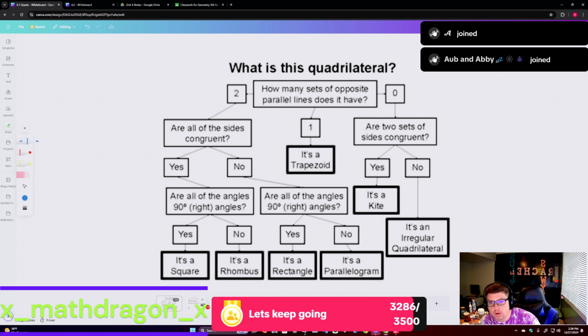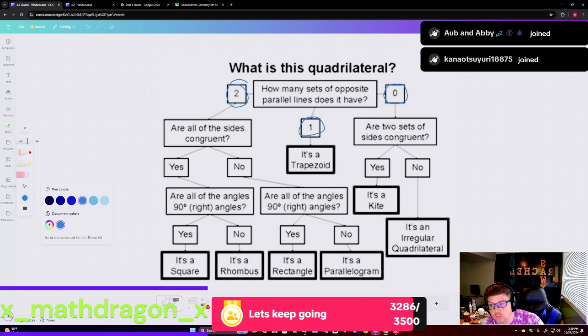So what you're going to ask yourself is, how many sets of parallel sides does it have? And you're either going to say 0, 1, or 2 sets of parallel sides. Now today's focus is definitely going to be on 2 sets of parallel sides, but we'll go into the other figures later on. And I'm going to have this flow chart up every step of the way for every section in Unit 4, because if we can relate back to this every time, you will start to get a feeling of how quadrilaterals really work.